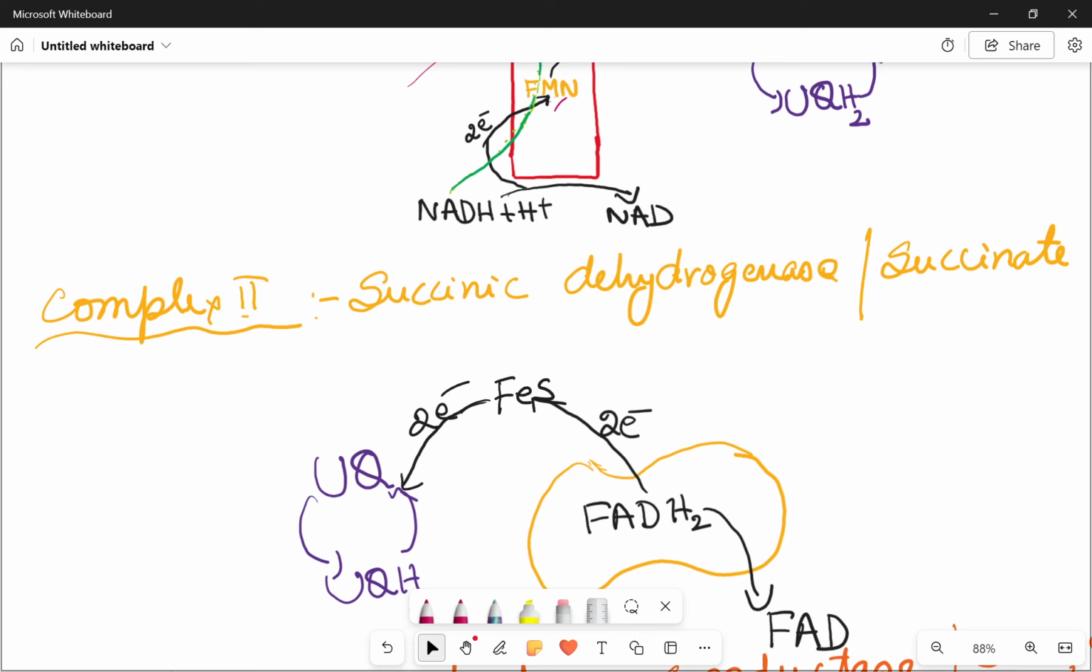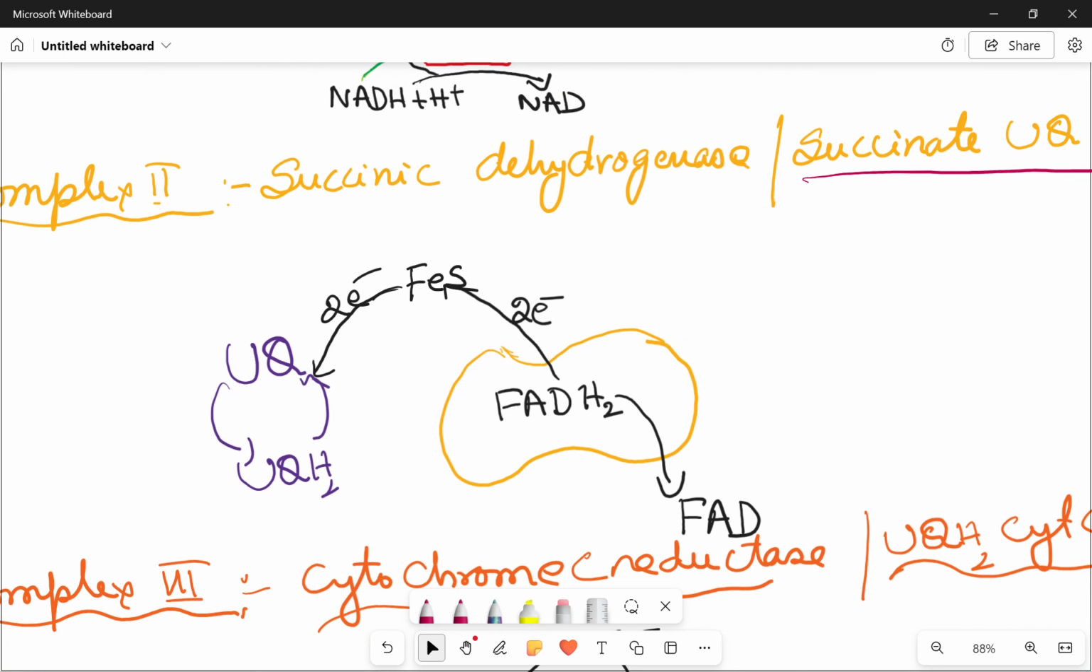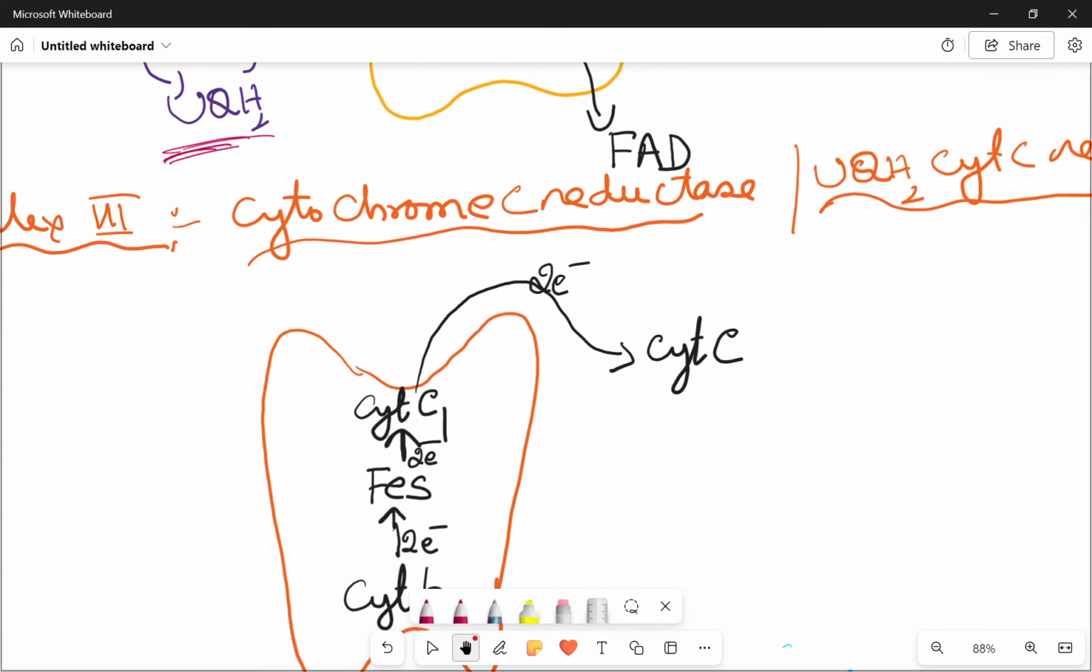And what about complex 2? This is the succinic dehydrogenase complex or succinate ubiquinone reductase. This FADH2 releases 2 electrons. Those are passed through FeS and then to the ubiquinone pool. The reduced ubiquinone is called ubiquinol. UQH2 means ubiquinol. What is this ubiquinol? Reduced ubiquinone.